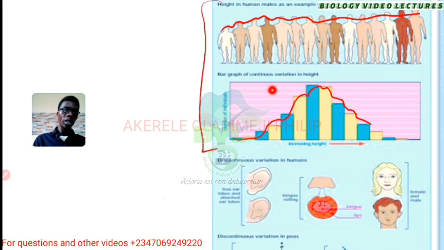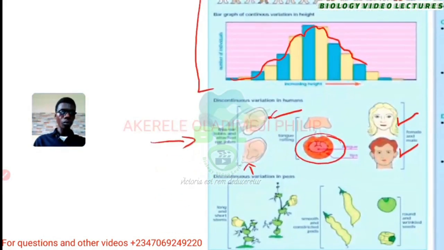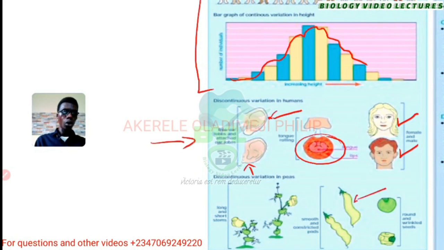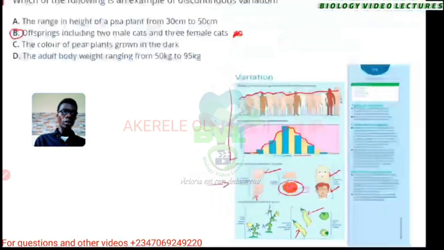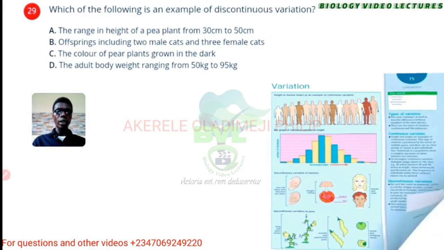But this is discontinuous. I'm not sure if it's clear enough, but this is somebody having free earlobe or attached, either ability to roll your tongue, which is either you can do it or you can't do it. There's something like, okay, I can do it a little, but it's either you can roll your tongue or not. You can see either you are a female or you are a male. Talking about plants, you can see that the seed is smooth or wrinkled. There's no midpoint about it. So some variation is just whether that thing is present or absent in that organism. All right, you might want to pause the video here to rewind it or to focus on these things.